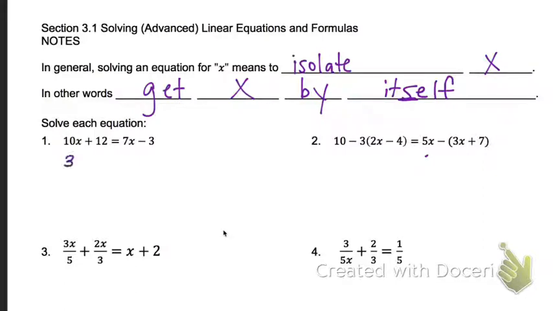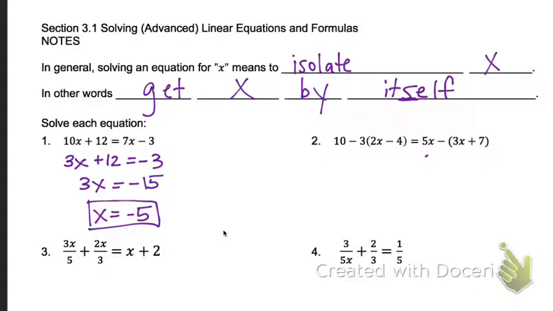I would say 3x plus 12 equals negative 3. 3x equals negative 15. x equals negative 5. And then I would box my answer.